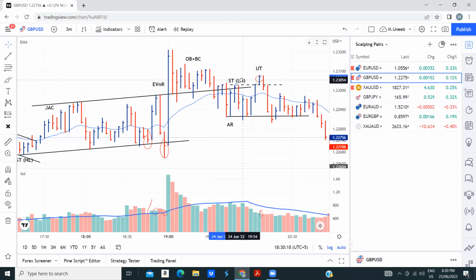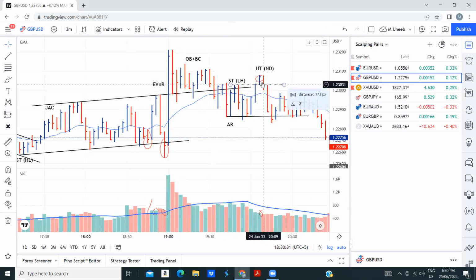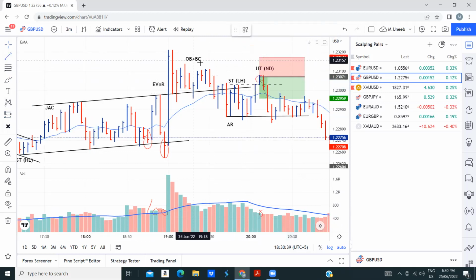So UT, and what do we observe here? Can you tell me at UT? No demand. Am I right? Yep. No demand at UT. You can see here. And now we can take our trade confidently. Right over here. Where is the last high? Can you tell me where is the last high? This is the last high, right?